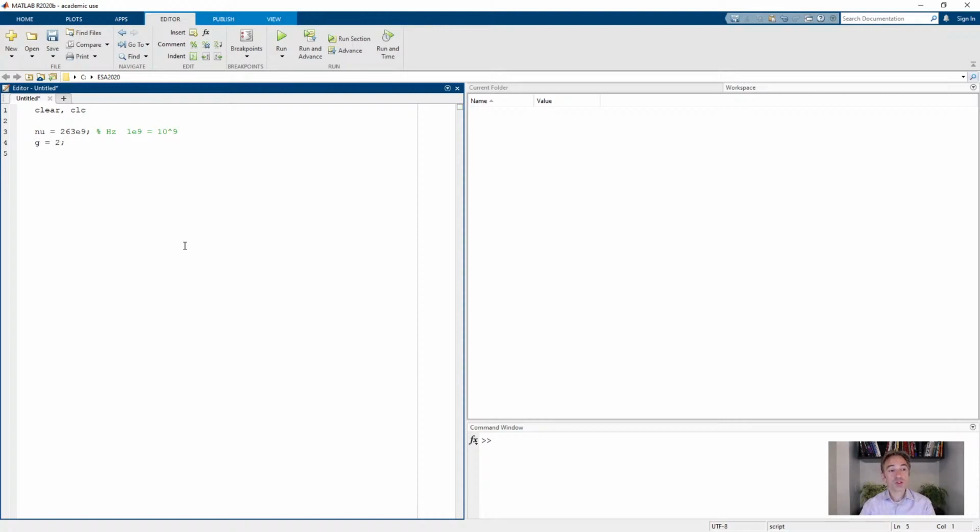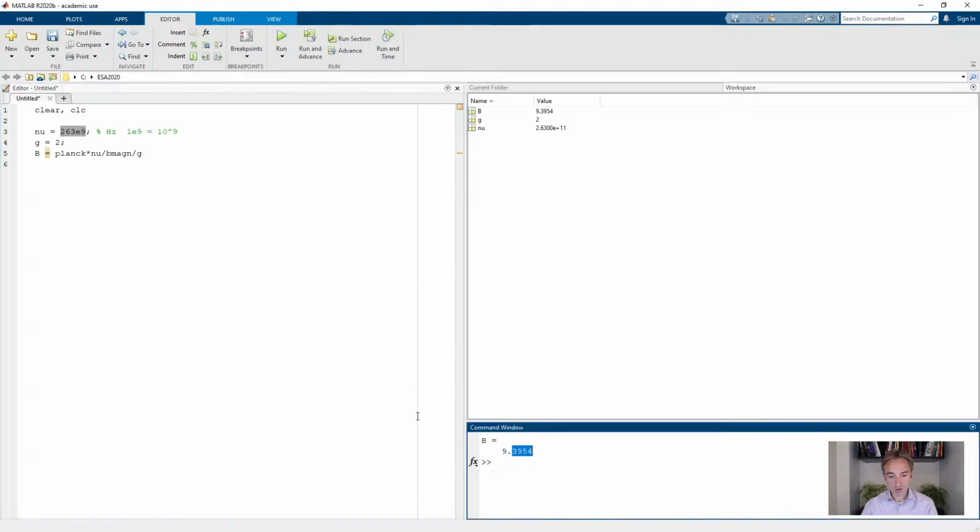And now let's convert this to a magnetic field using the basic equation of EPR. B equals the Planck constant, which is predefined in EasySpin, times the frequency in hertz, divided by the Bohr magneton, which is also predefined in EasySpin, divided by g. And if you run this by clicking Run Section or pressing Control Enter, we will get the answer here. So the field for 263 gigahertz is 9.4 Tesla.